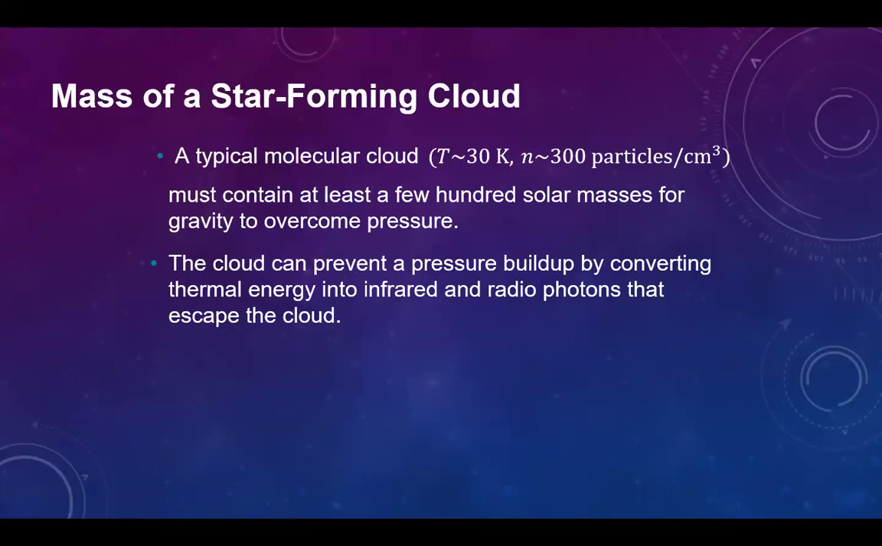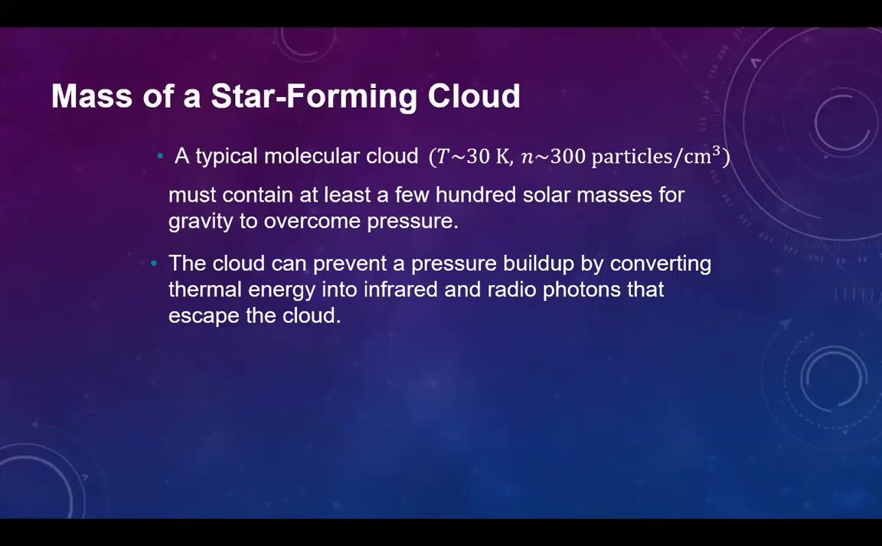So a typical molecular cloud has a temperature of around 30 Kelvin, so 30 degrees Celsius above absolute zero. And it's got a density of something like 300 particles per cubic centimeter. And it needs to contain at least a few hundred solar masses for gravity to overcome thermal pressure with this temperature and density.